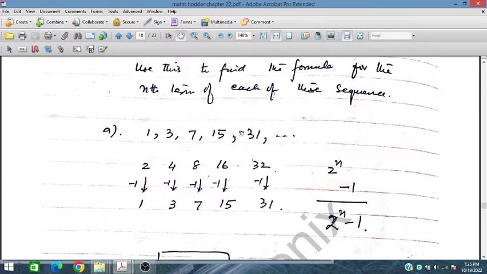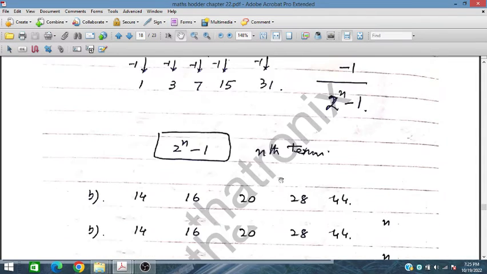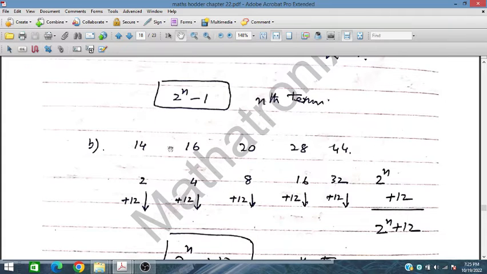So this sequence will be generated with this. Place n equal to 1, 2, 3, 4, 5, and this will generate sequentially. So the nth term for this one: this is 2, 4, 8, 16, and this becomes the 2 power n, and this is 6, 12, 12, 12, 12, 12. So this is 2 power n plus 12.